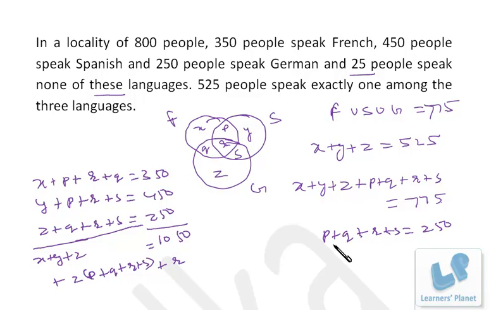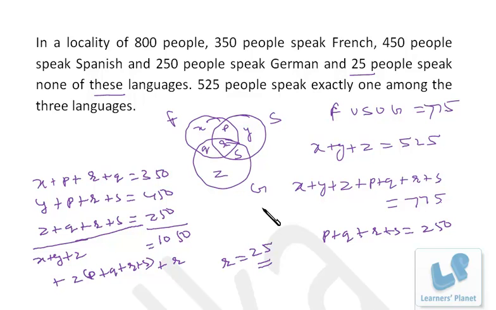So now P plus Q plus R plus S is 250. X plus Y plus Z we know, that's 525, and this is 2 times 250, that is 500. So 500 plus 525, that is 1025. So R can be calculated as 1050 minus 1025. That means R is 25. That means there are 25 people who are speaking all the 3 languages.